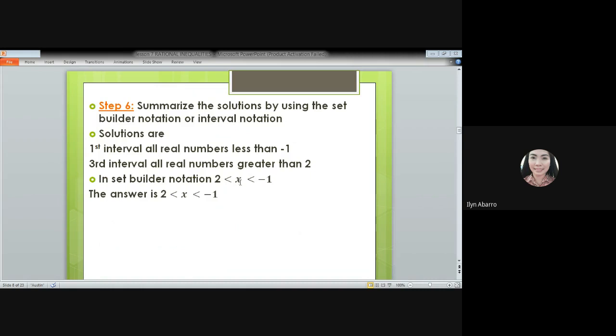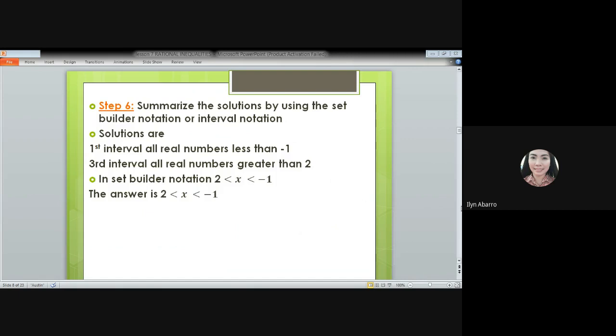Okay? Did you get it? So this is the set builder. x is in the middle, then greater than. You're going to write here what those solutions are, greater than 2. Here, less than negative 1. Okay, this is the third interval and this is the first interval. So the answer is x is greater than 2, all numbers greater than 2 and all numbers less than negative 1. Okay?